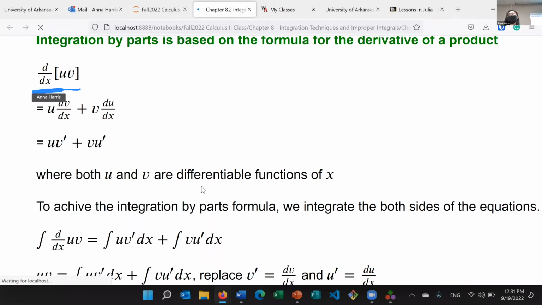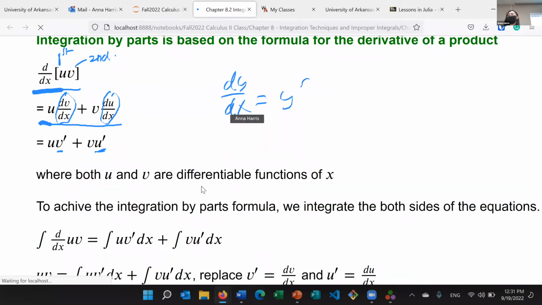Product of u times v. This is the first function, this is the second function. So first times the derivative of the second, plus second times the derivative of the first. That's just the product rule. Applying this, I'm going to rewrite dv/dx as v prime, and du/dx as u prime. That is true, right? dy/dx is the same as y prime, same concept.